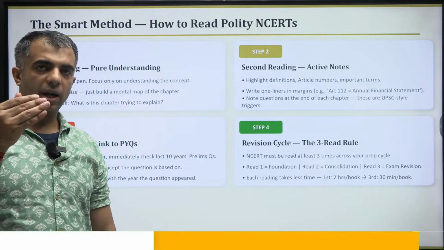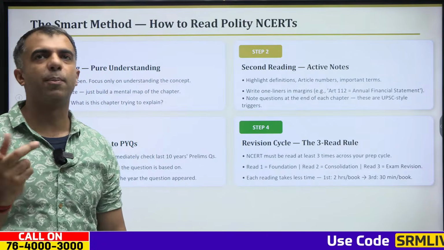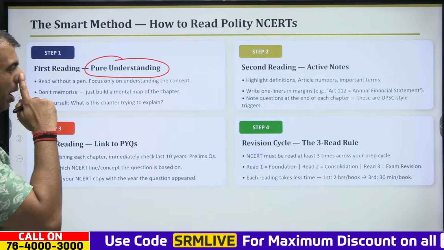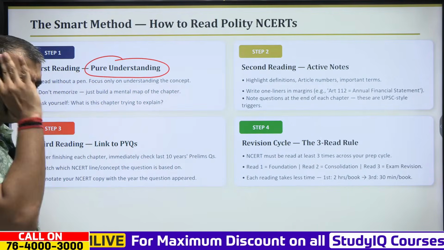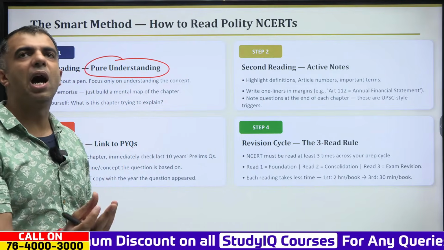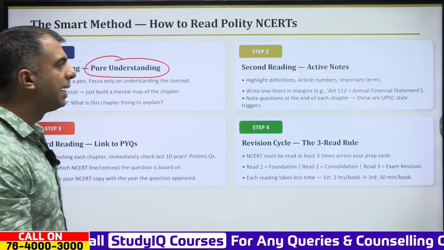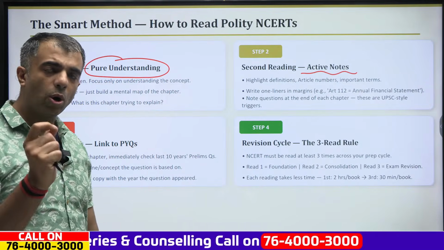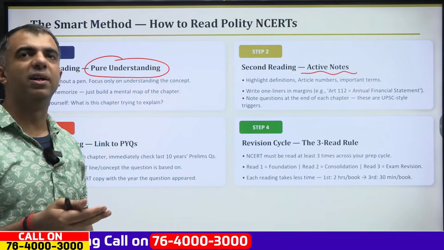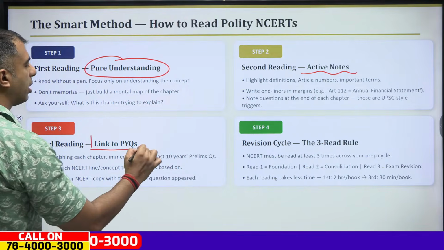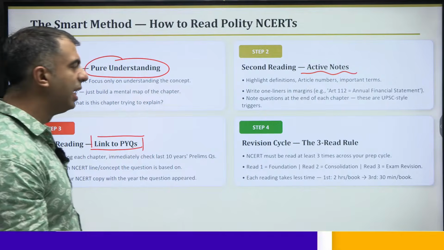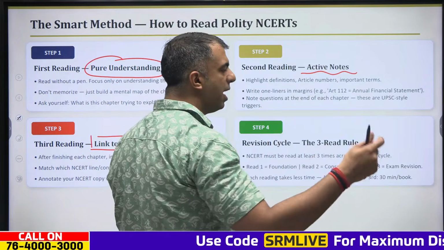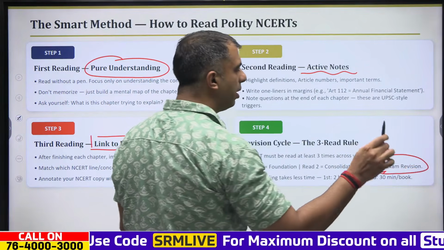Now, what has to be read and how it has to be interpreted, that becomes important. First, the first reading shall be for pure understanding. Herein you can read without a pen, just understand what NCERTs are and how they are trying to help you out. Clear? Next, in the second reading, start making notes, start underlining things, and also keep mentioning the keywords. Next, also try to link them with the PYQs, and finally, make sure that when you are reading NCERTs, read them twice, read them thrice, because the third reading shall help you with exam revision.